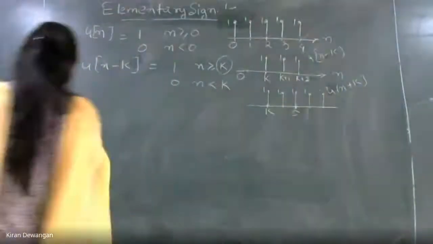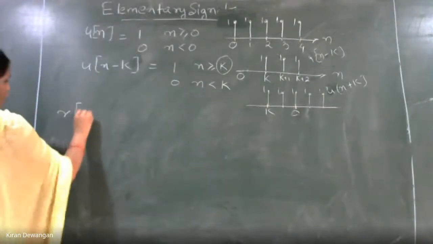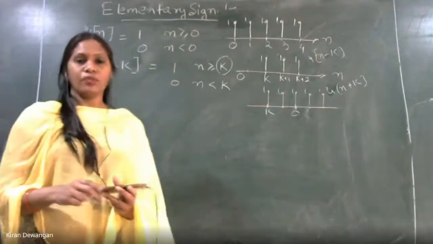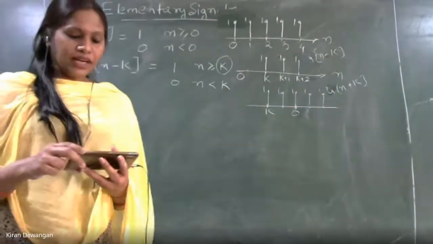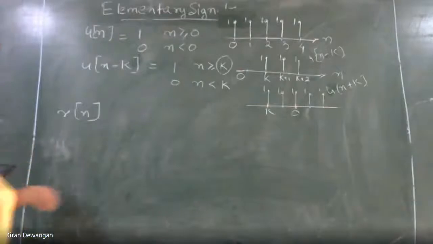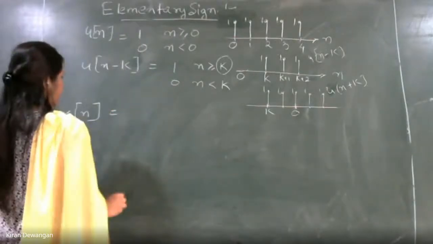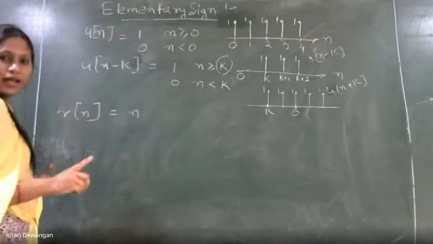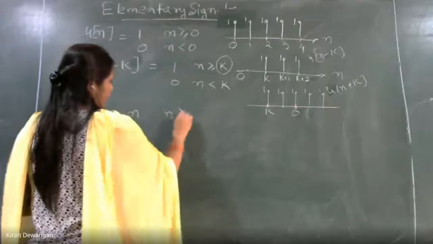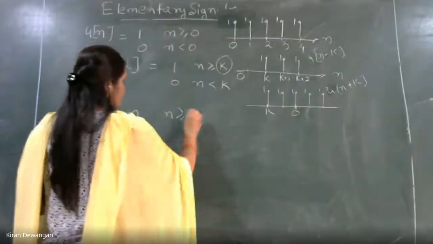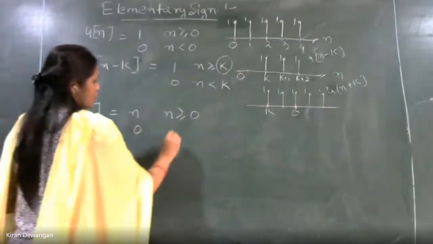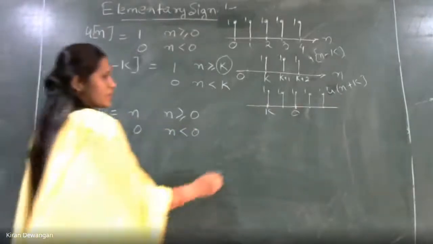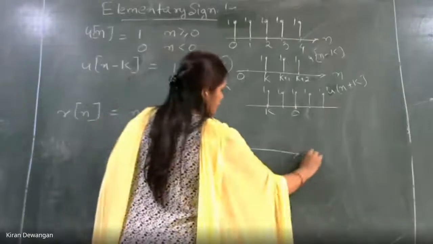Now, if we have to plot r of n कैसे plot करेंगे? How will we plot r of n? हो जाएगा कि नहीं होगा? Tell me fast. It will be simple n for all n greater than or equal to 0, and it is 0 for n less than 0.